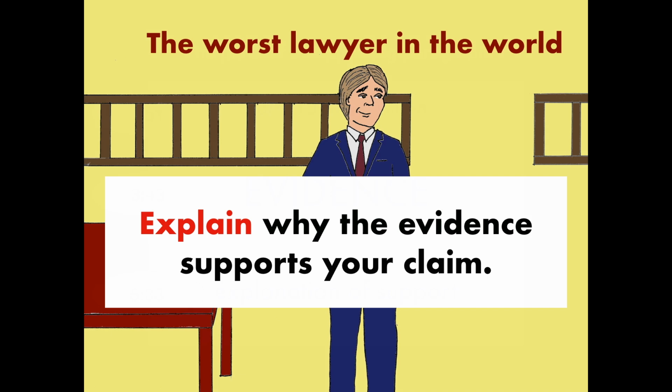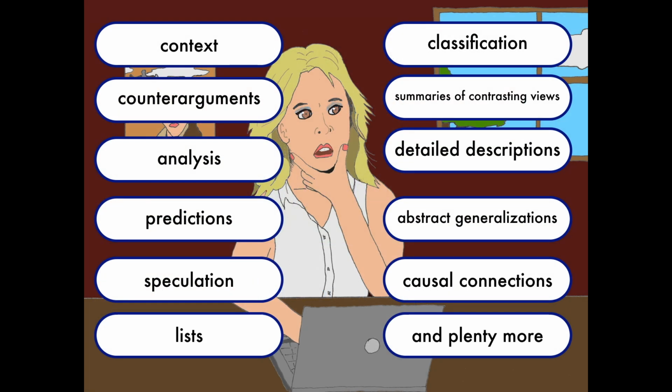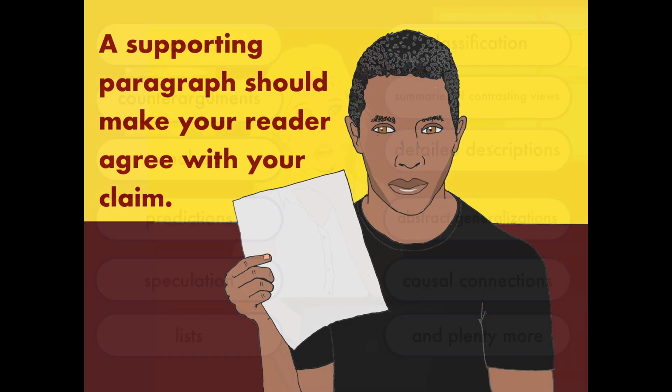So those are the three parts of a supporting paragraph: a transition, evidence, and an explanation of support. Your essay should probably have other kinds of content like some of these options, depending on what it is you have to communicate. But you definitely can't write a persuasive essay without giving reasons why your reader should agree with you. And that's what a supporting paragraph does.